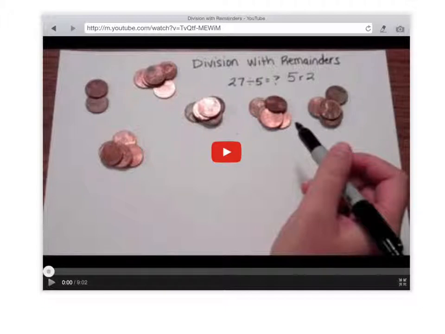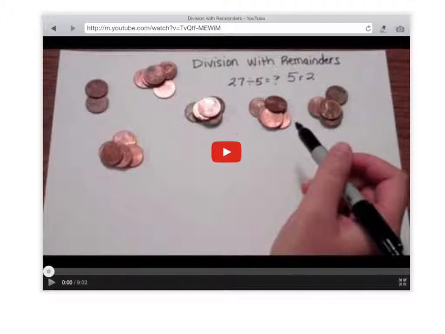Let's try that. 27 minus 5 is 22. Minus 5 is 17. Minus 5 is 12. Minus 5 is 7. Minus 5 is 2. Can I take out 5 anymore? No, I cannot. So, 2 is the remainder.